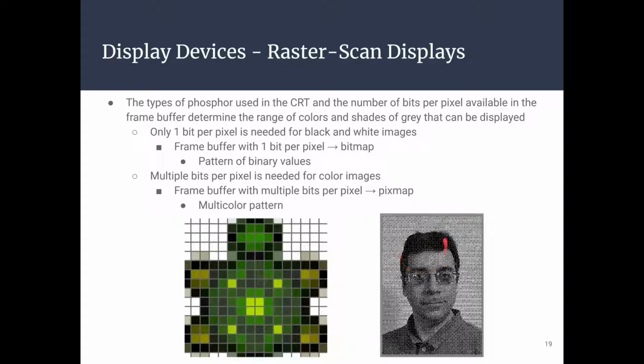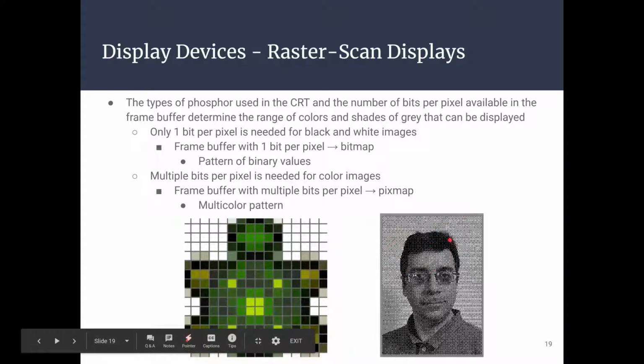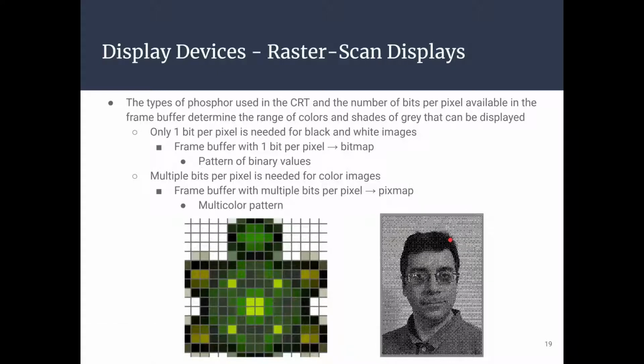As you can see over here, this is an example of what a bitmap will look like. It's just a black and white image, and the way that it functions is that since it's a black and white image, the beam intensity would just be either a 0 or 1, depending on whether it's black or white. So that's why you only need 1 bit. It's just 0 or 1.